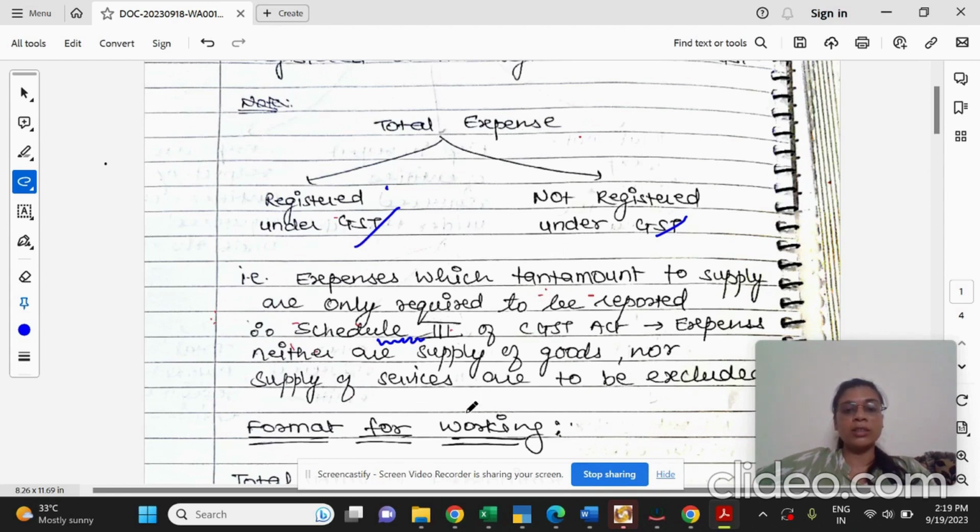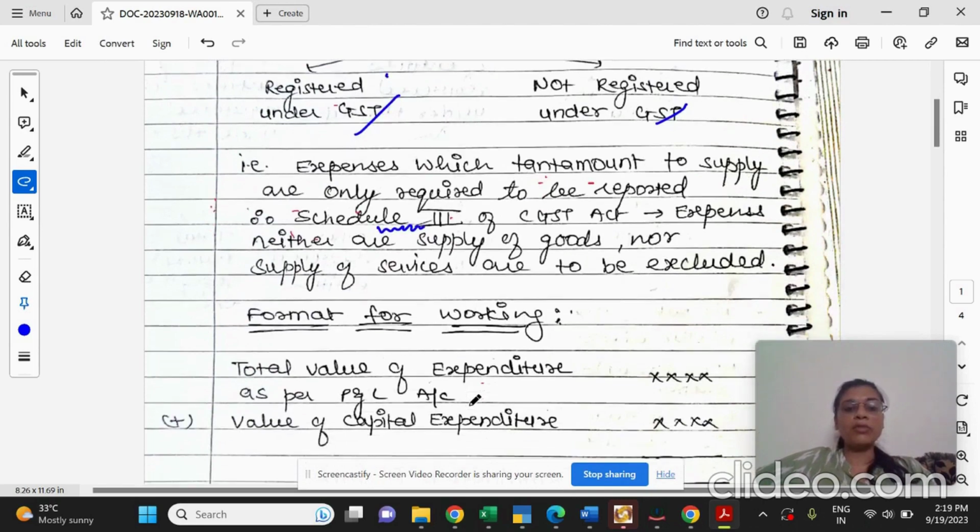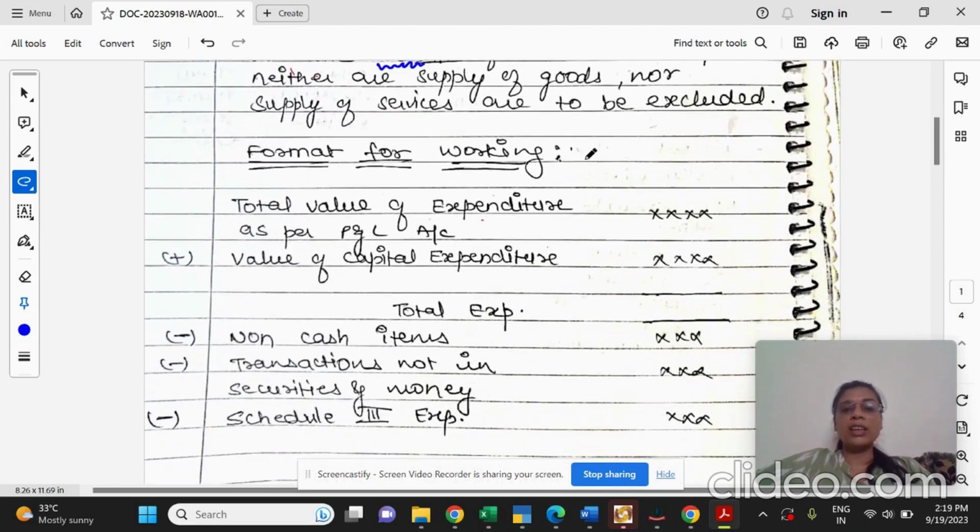Therefore, the format of working would be such. Say, total expenditure as per P&L account that you have incurred is, for example, 100 rupees. Now, your capital expenditures that you have incurred, say, for example, 50 rupees. This is the amount of capital investment that you have done in fixed assets. Okay, these are also expenses. So total expenses would be 150 rupees.